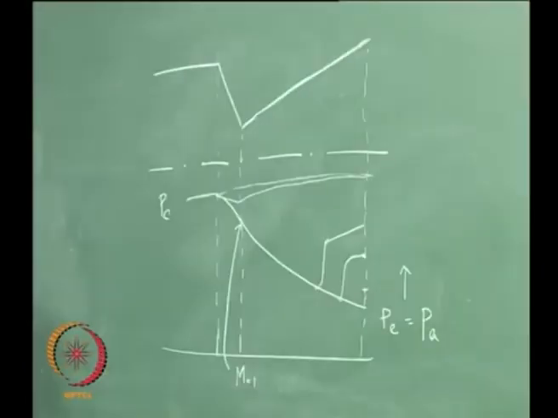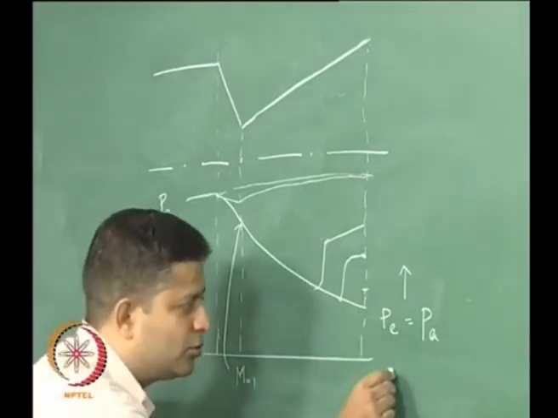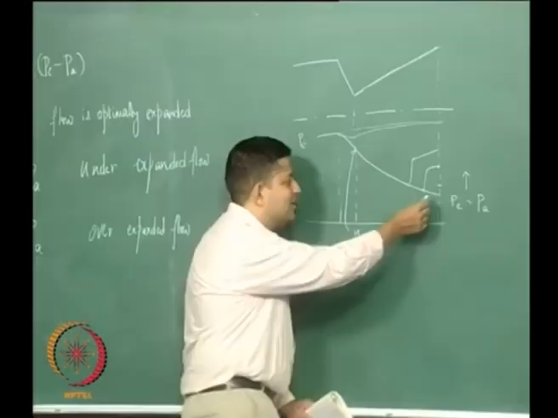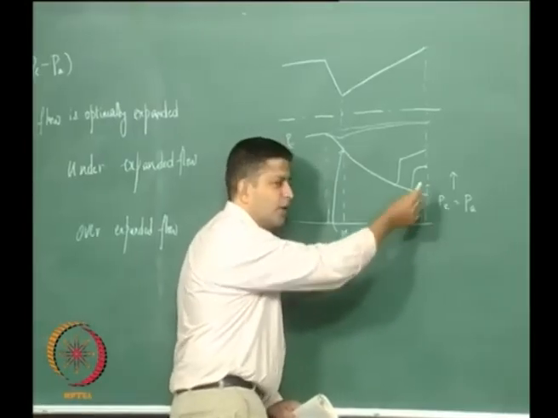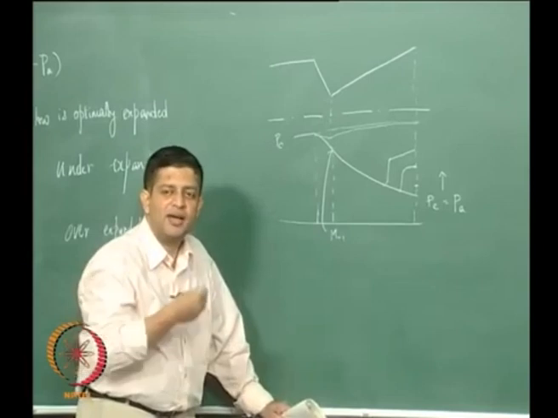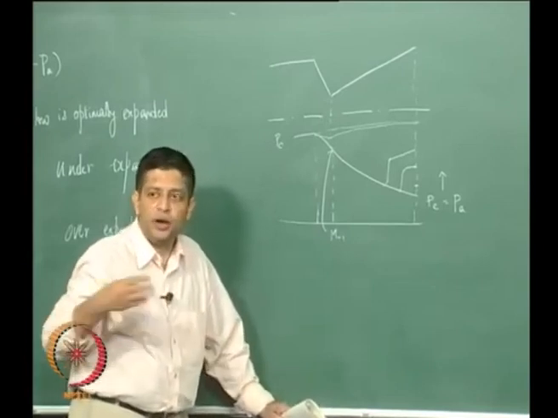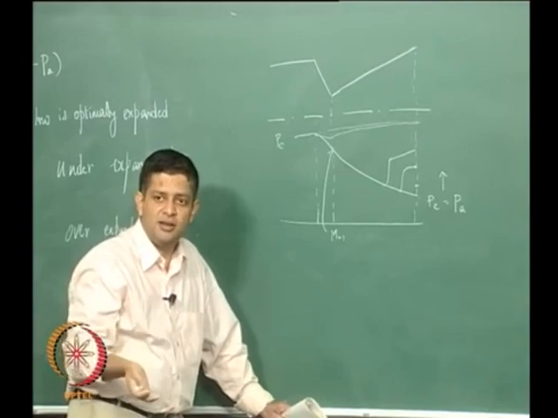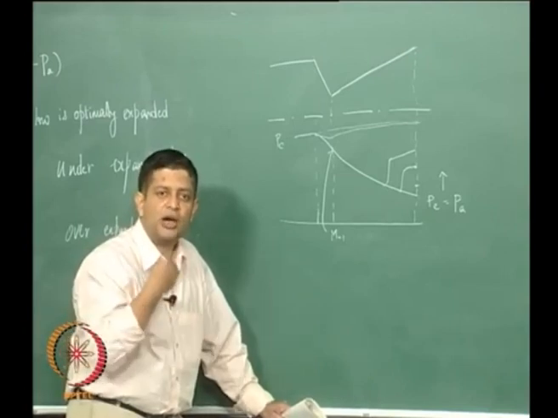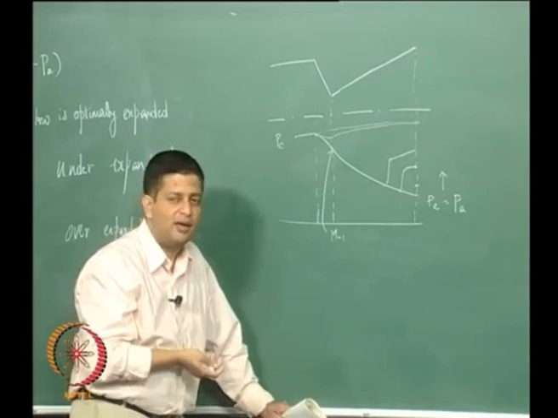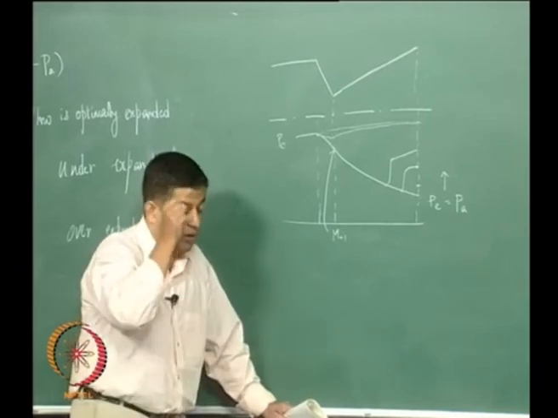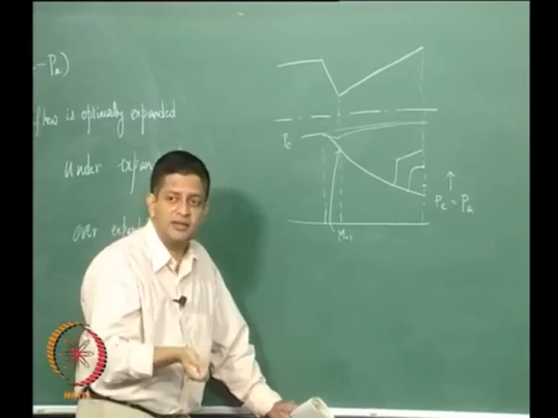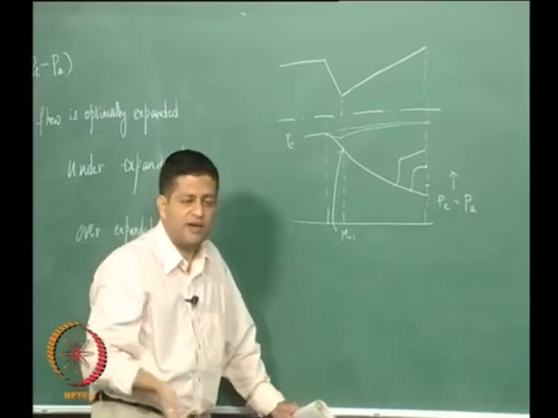Now let us look at what happens if we go below this. If we go below this, the flow is going to be the same up to this point, and then it knows that the outside pressure is much lower than the exit pressure, so it will expand further and then equilibrate with the surrounding fluid. So it will process itself through a series of expansion fans, and these will get reflected.